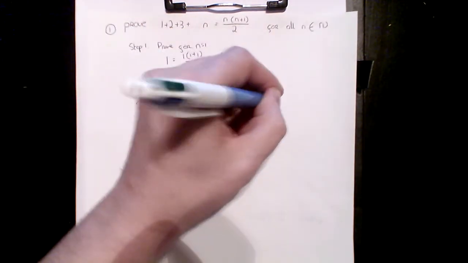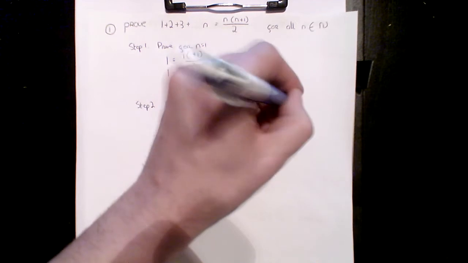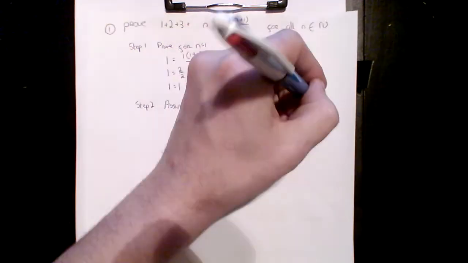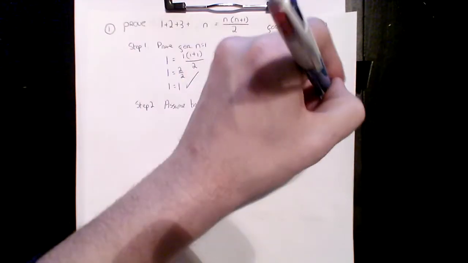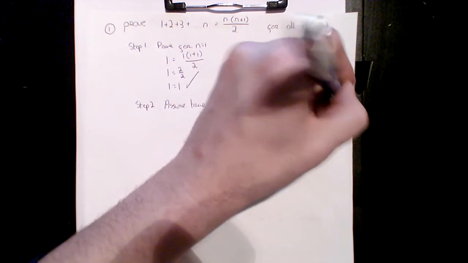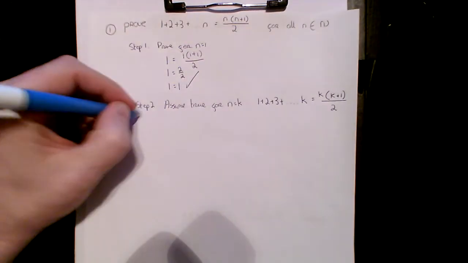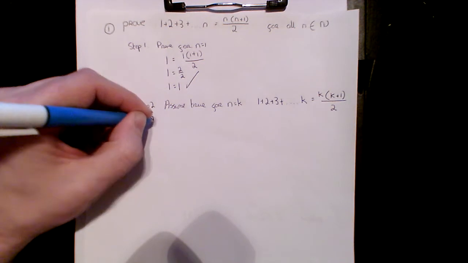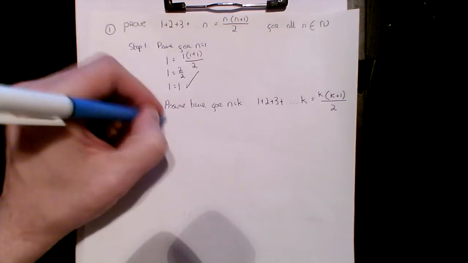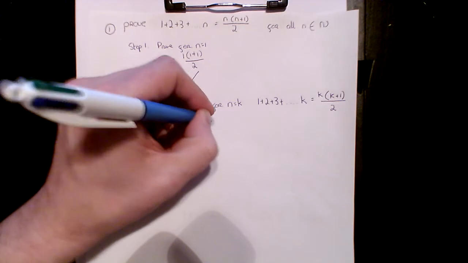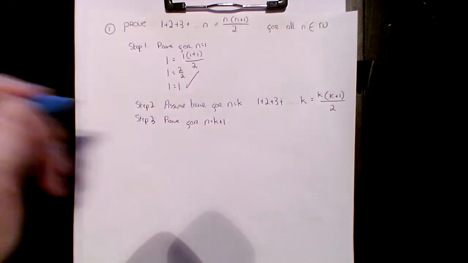So 1 plus 2 plus 3 all the way up to a given number, whatever that is, is the same as whatever that last number is, multiplied by whatever that number is plus 1, over 2. We're going to assume that's right. And then step 3, we're going to prove for n equals k plus 1.